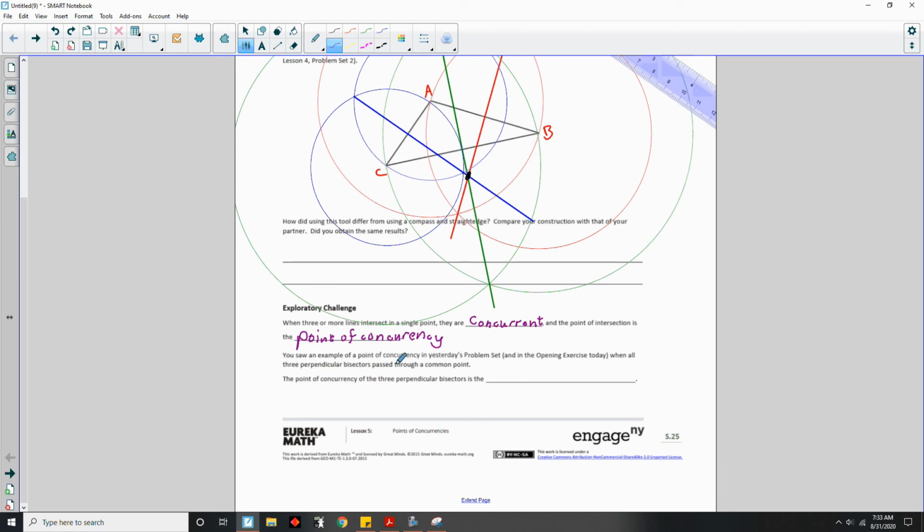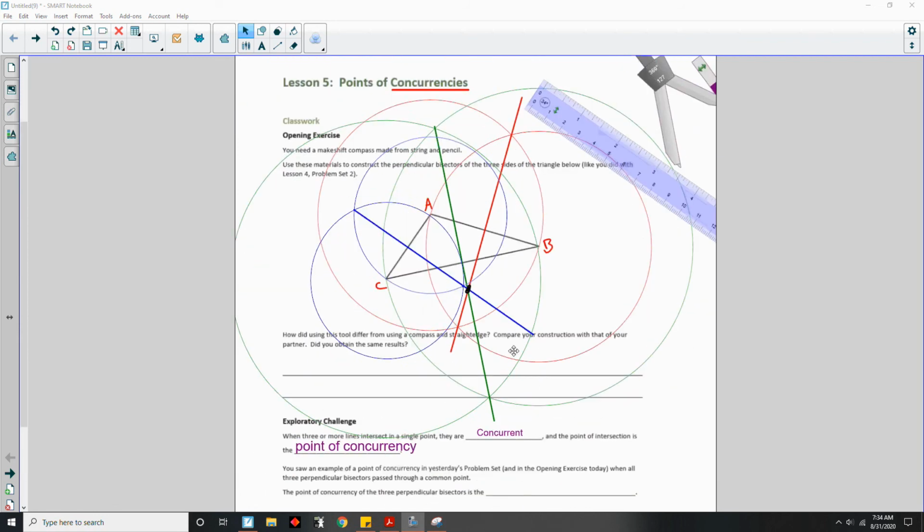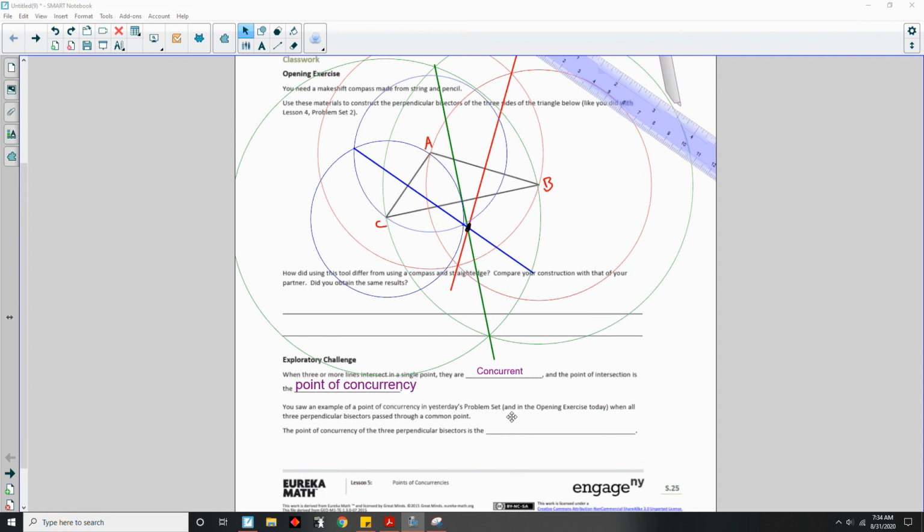Okay, two R's. I always forget that. Point of concurrency. So let me just convert this to text. Okay, that's a little bit better than my chicken scratch. There you go, point of concurrency. So you saw an example of a point of concurrency in yesterday's problem set, which was problem set lesson 4, and in the opening exercise today, when all three perpendicular bisectors pass through a common point. The point of concurrency of the three perpendicular bisectors is the, okay, another definition, circumcenter of the triangle.